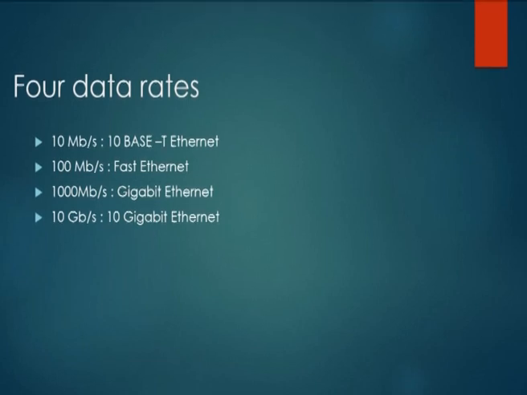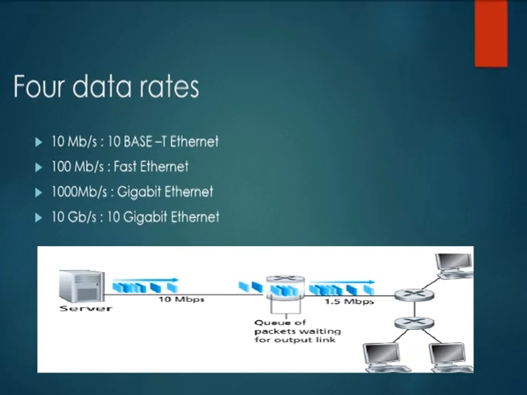The first is 10 megabits per second, or 10BASE-T Ethernet. The second is 100 megabits per second for Fast Ethernet. The third is 1000 megabits per second for Gigabit Ethernet. And the last is 10 gigabits per second for 10 Gigabit Ethernet. Each type of Ethernet specification has a defined set of cable type, data rate, and modulation technique, which in turn defines a maximum segment length.